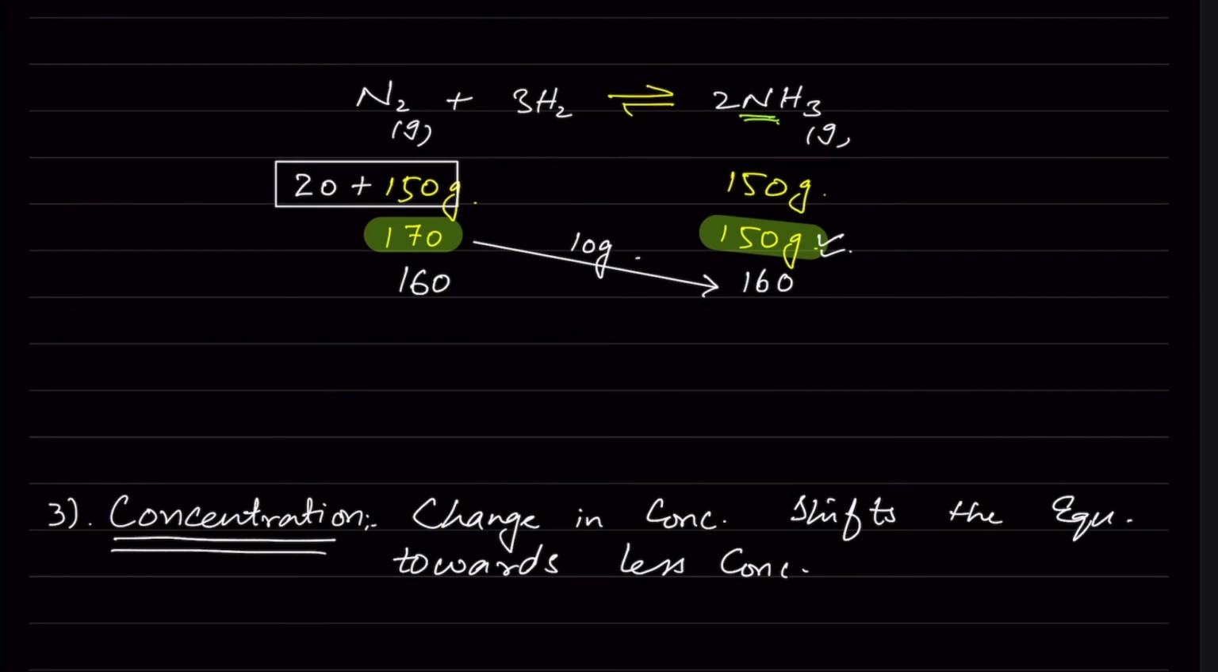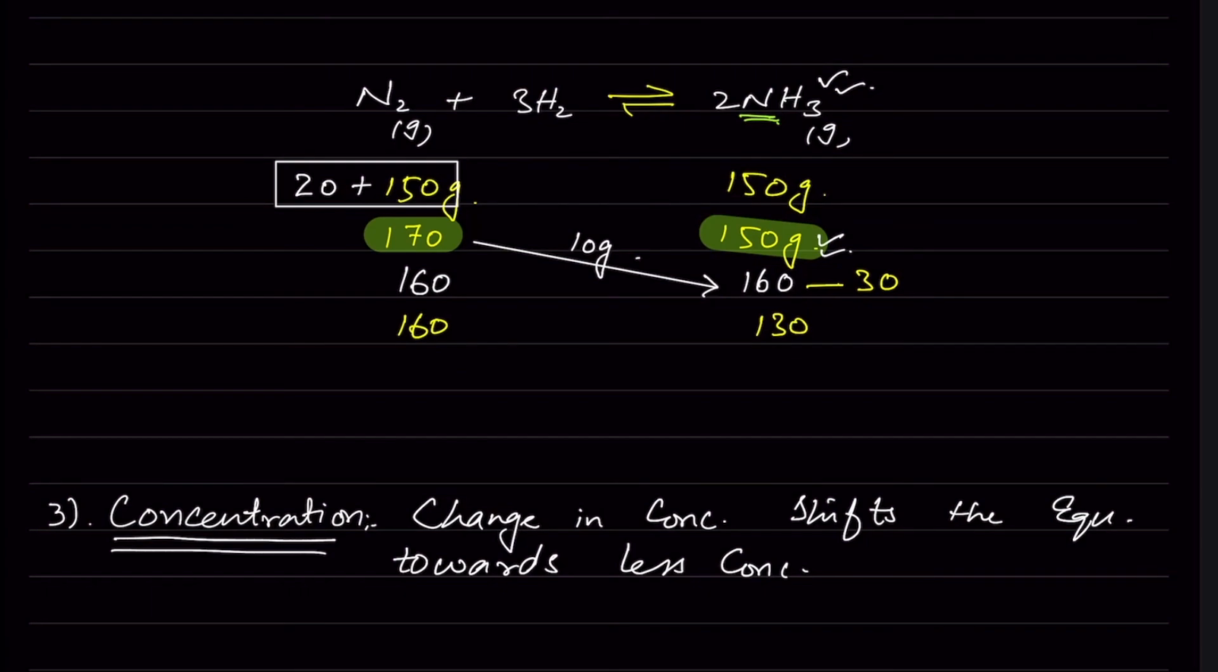Now let's suppose I'm going to remove some amount of ammonia. Suppose I'm taking off 30 grams of ammonia. Then 130 gram of product will be left and the amount of reactant is 160. So again, the amount of product is less, so equilibrium will shift towards the product side. So this is the effect of concentration, how concentration can change the position of equilibrium.